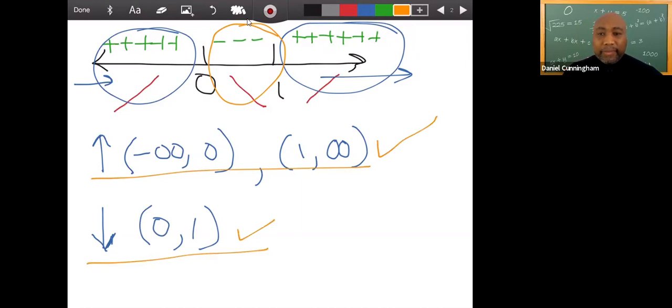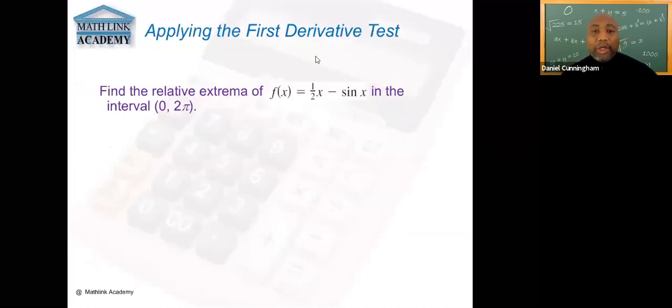The last problem we're going to look at is where we want to find the relative extremum, the max and min. To do that, we also want to find where it's increasing and decreasing first, and then we're going to find the relative extremums. For this particular problem, it says find the relative extremum of f of x equal to 1/2 x minus the sine of x between the interval 0 and 2 pi, which is good. This is a good function because we're using some trig functions, so we need to know the derivatives of trig functions.